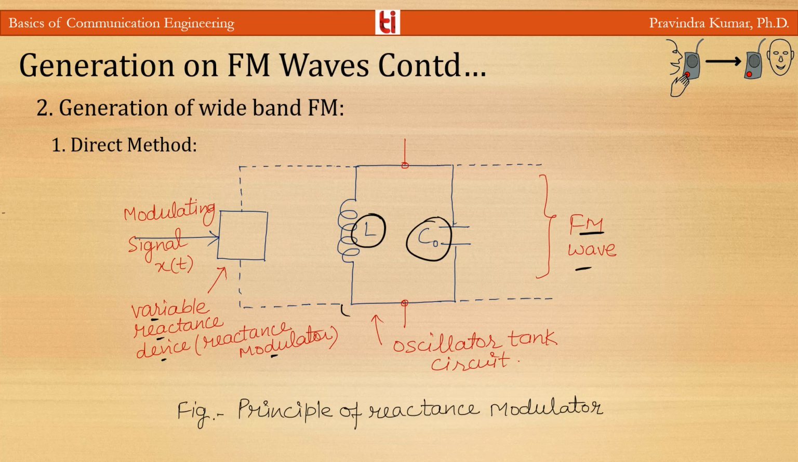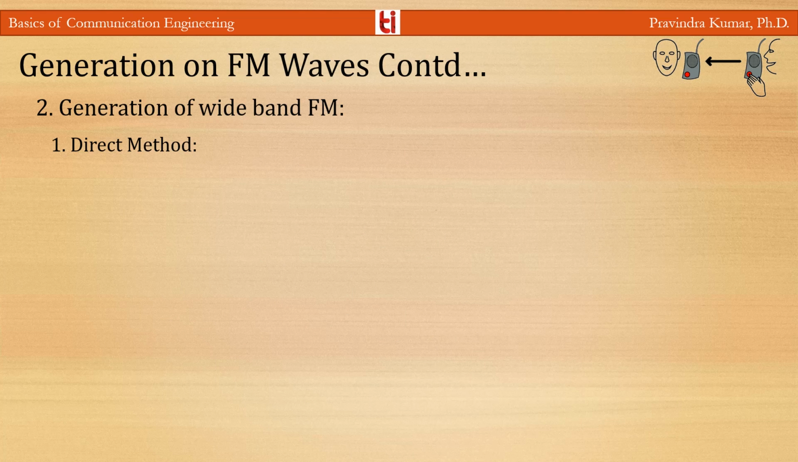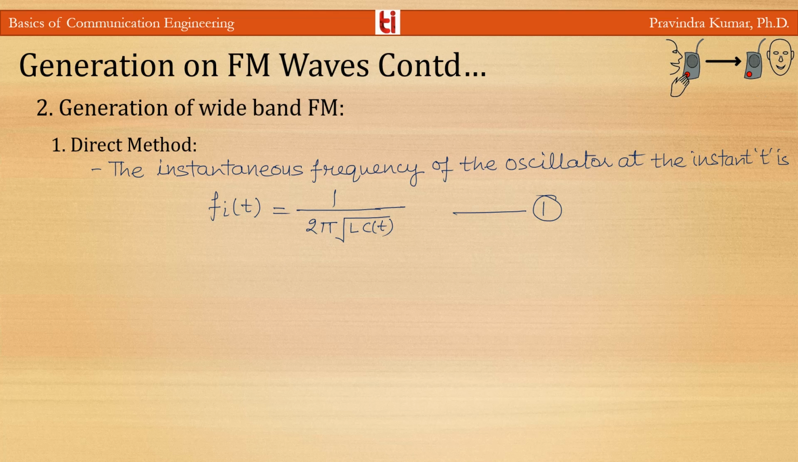And in the reactance modulator, the devices used are FET, transistor or varactor diode. This device is connected across the tuned circuit of an oscillator. As the instantaneous value of the modulating voltage changes, the reactance offered by the transistor or FET will change proportionally. This will change the frequency of the oscillator to produce the FM wave, and the instantaneous frequency of the oscillator at the instant t can be given as Fi(t) = 1/(2π√(LC(t))).